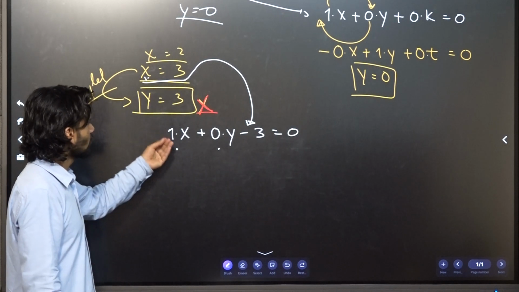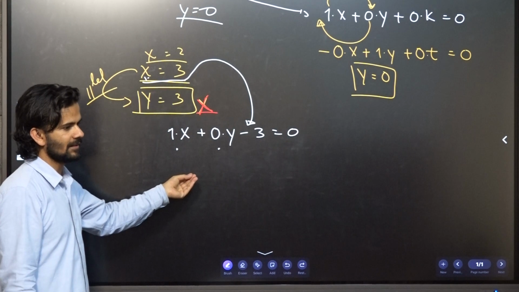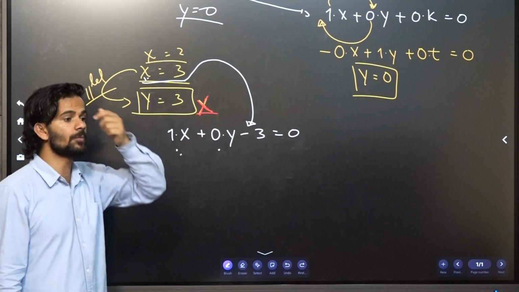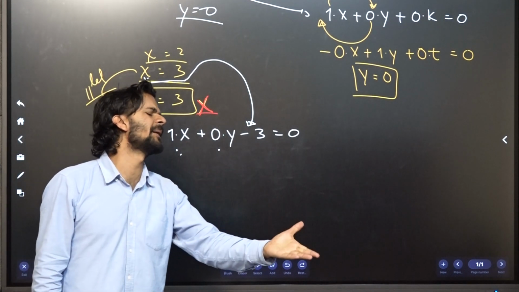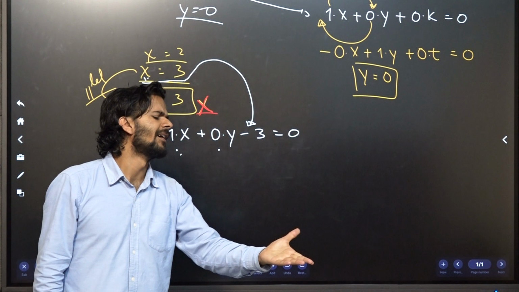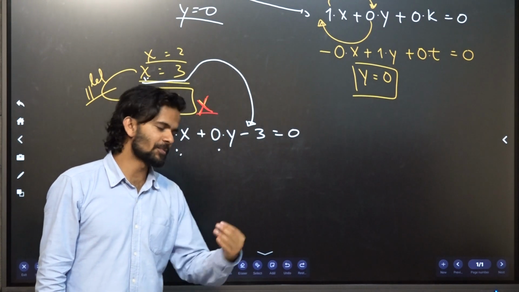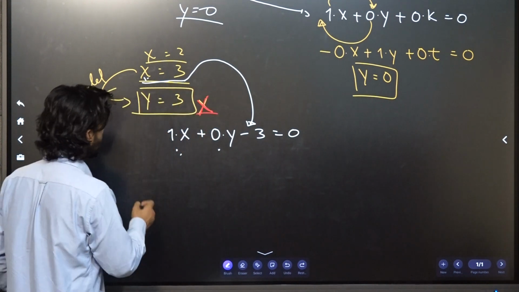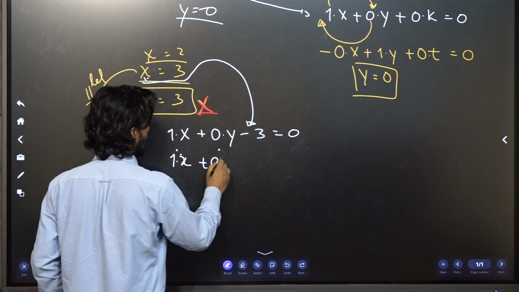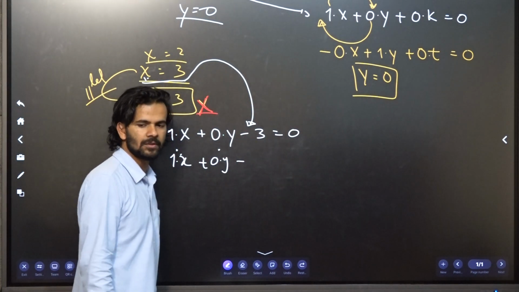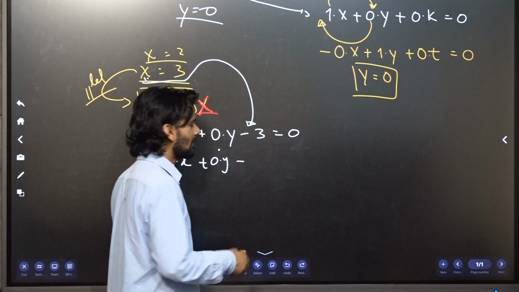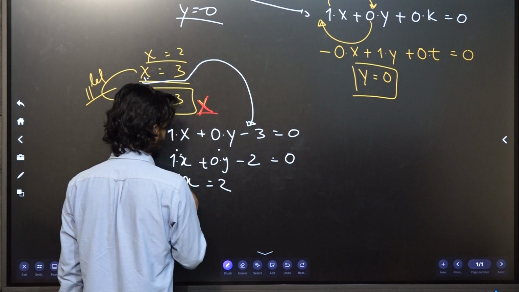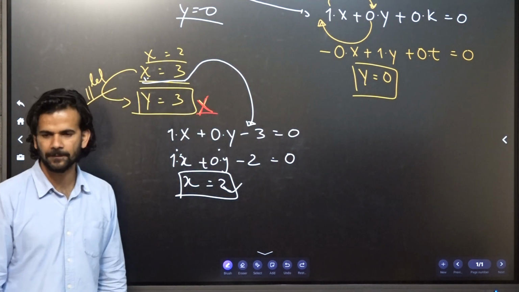Now, if we want to write an equation which is parallel to this one, this part has to be the same. When it's perpendicular, you exchange and you put a minus. So 1 times x plus 0 times y, and here the constant you can put minus 2, minus 1, minus 0, whatever. So x equals to 2 is parallel.